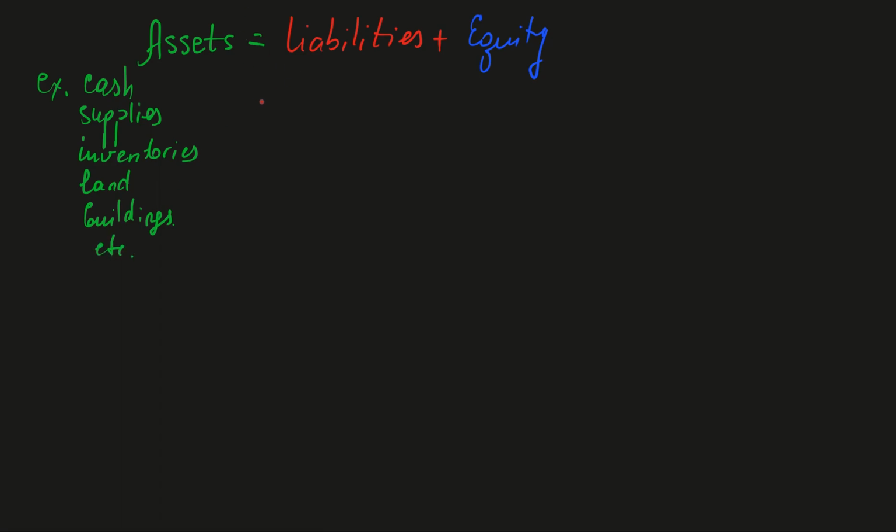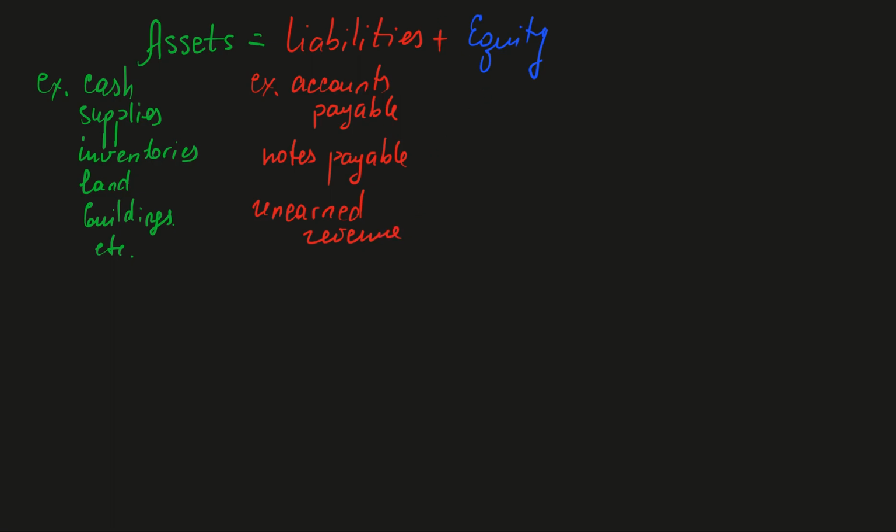Now, in case of the liabilities, if you remember, that will be anything that we owe to our suppliers, for example, accounts payable, that's going to be one. Anything that we owe to our creditors, that would be notes payable. And if we owe to our customers, that will be unearned liabilities, unearned revenue.